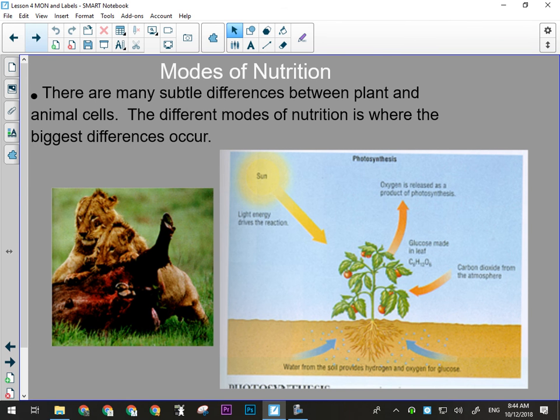Okay, so modes of nutrition, 3 important words. Hopefully you will be highlighting those or underlining them or circling them, because they are words you're going to want to use when you answer certain questions on your unit exam, because modes of nutrition is a big deal in terms of cell structure. There are subtle differences between plant and animal cells, and the different modes of nutrition are where those biggest differences occur.